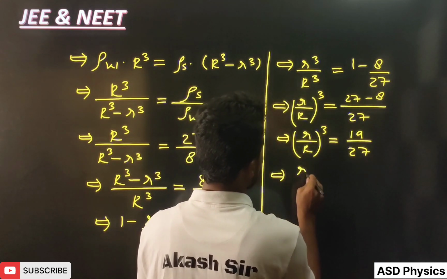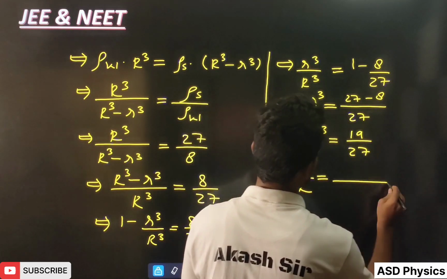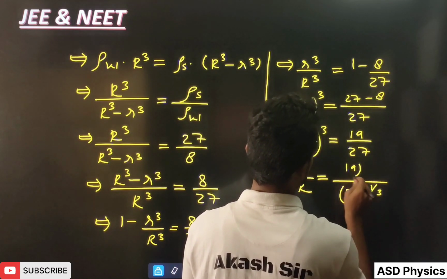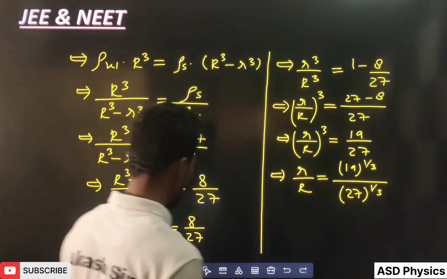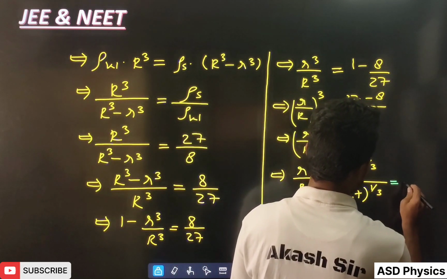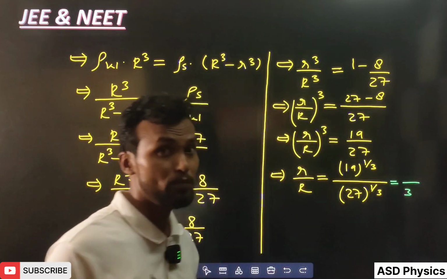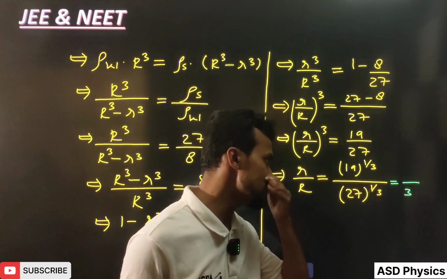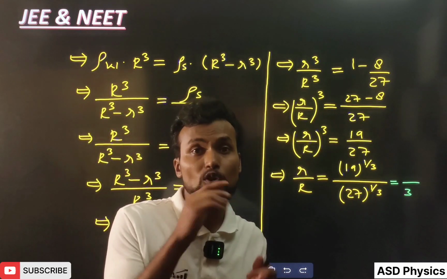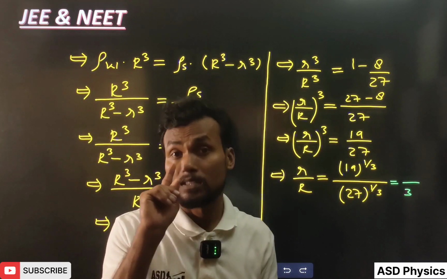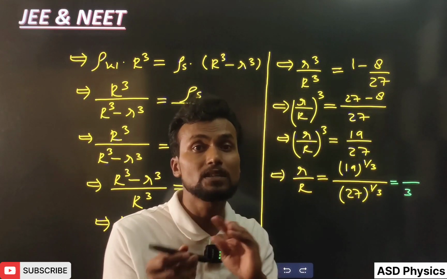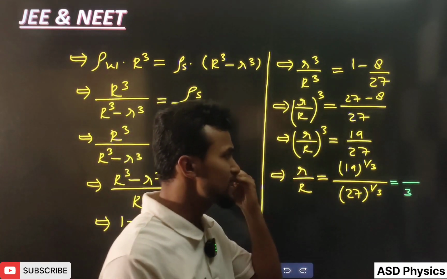Now r by R can be written as 19 to the power 1 by 3 over 27 to the power 1 by 3. 27 to the power 1 by 3 you know very well will be 3, because 3 cube means 27. Remember, 2 cube means 8 and 3 cube means 27, but 19 is between 8 and 27, so the value will be somewhere between 2 and 3.